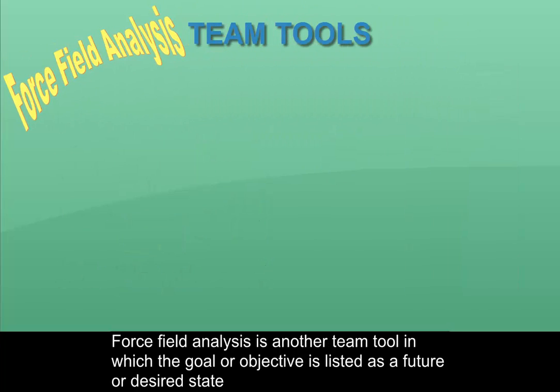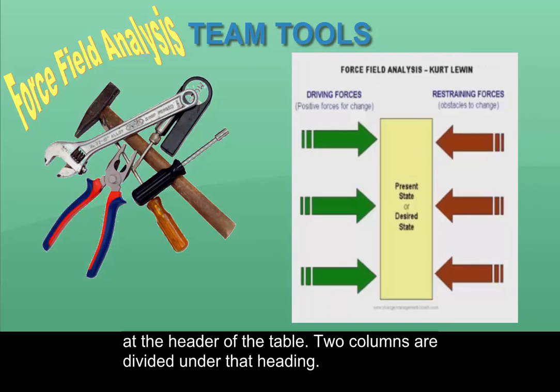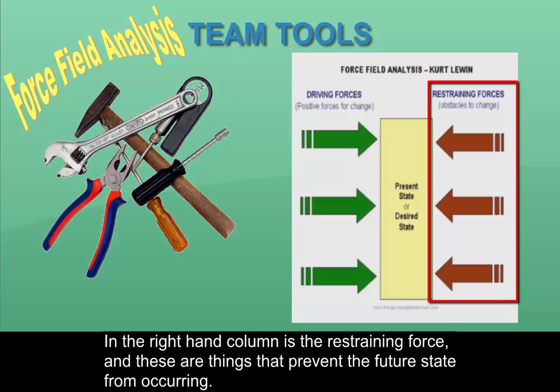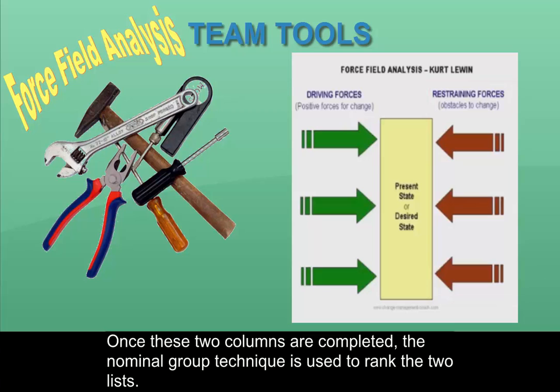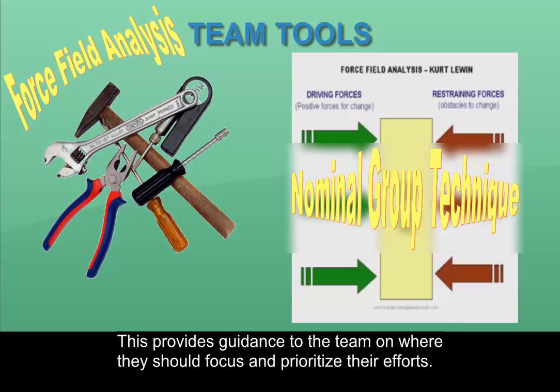Force field analysis is another team tool in which the goal or objective is listed as a future desired state at the header of the table. And then two columns are divided under that heading. The left column is referred to as the driving force, and these are the things that make the future state occur. And the right-hand column is a restraining force, and these are things that prevent the future state from occurring. Once these two columns are completed, the nominal group technique is used to rank the two lists, and this provides guidance to the team on where they should focus and prioritize their efforts.